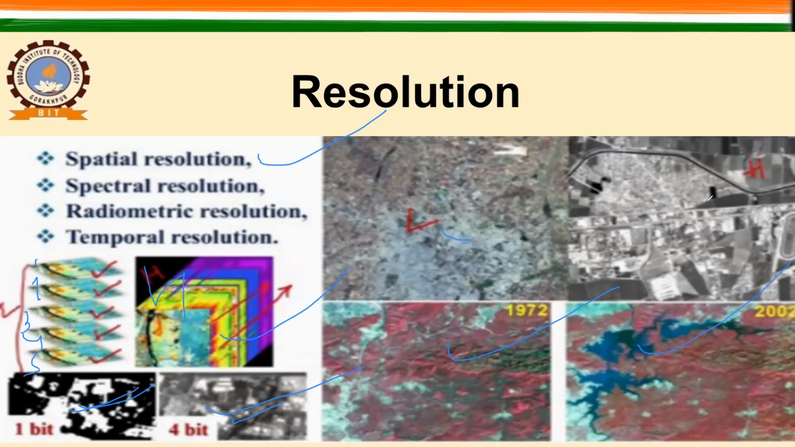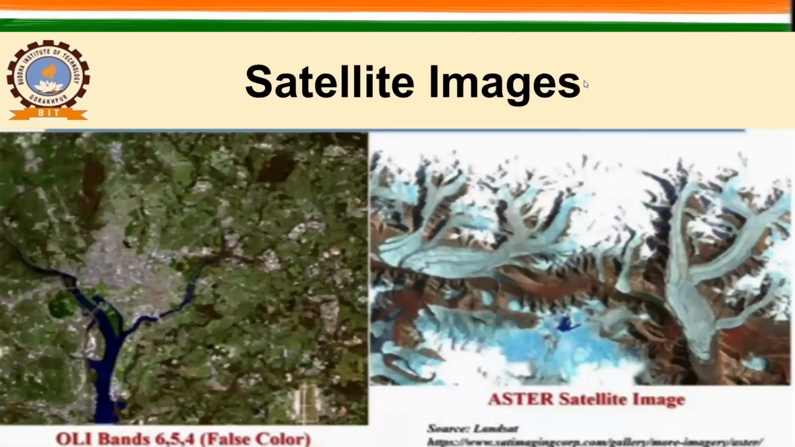Temporal resolution is where we see whether my satellite has the capability of revisiting this area in 1 day, 2 days, 4 days, or 10 days, or maybe after a year. So the repeatability of the satellite to acquire images of the same area at the same time, it all comes under temporal resolution. Okay. So now moving on to the next slide.